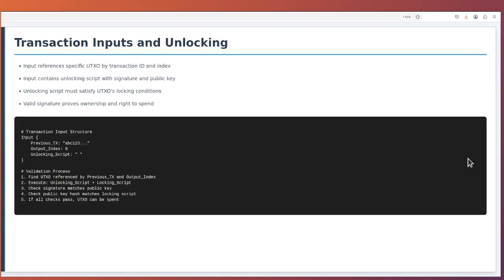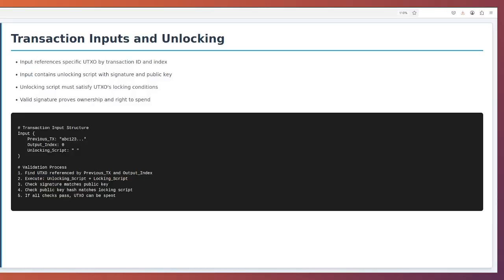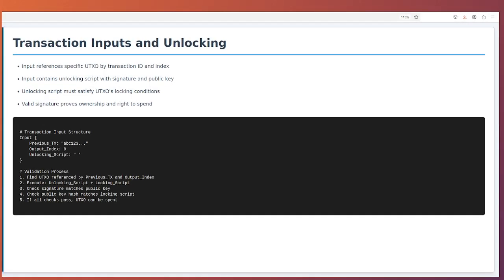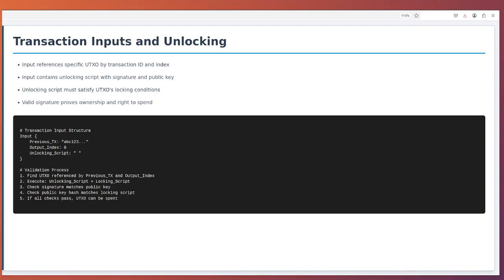Transaction inputs and unlocking scripts. Let's dig deeper into how transaction inputs work. When you want to spend a UTXO, you create a transaction input that references that specific UTXO. This reference includes 2 pieces of information: the transaction ID where the UTXO was created, and the output index number within that transaction. Think of it as an address pointing to exactly which UTXO you're spending. But referencing the UTXO is not enough. You also need to prove you have the right to spend it.